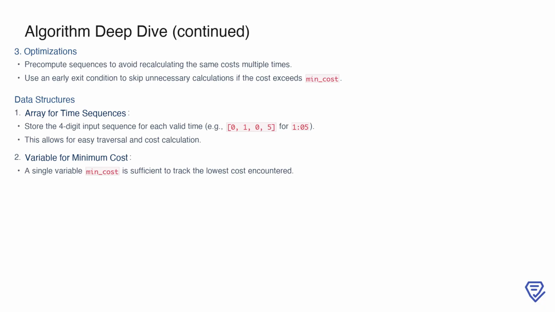In terms of data structures, the algorithm primarily relies on an array to store the 4-digit sequences for each valid time. For instance, the sequence 0105 represents 1:05. This makes it easy to traverse and calculate costs. Alongside this, a single variable, min_cost, is sufficient to track the lowest cost encountered during the process. These optimizations in data structures ensure that the algorithm is both efficient and straightforward.